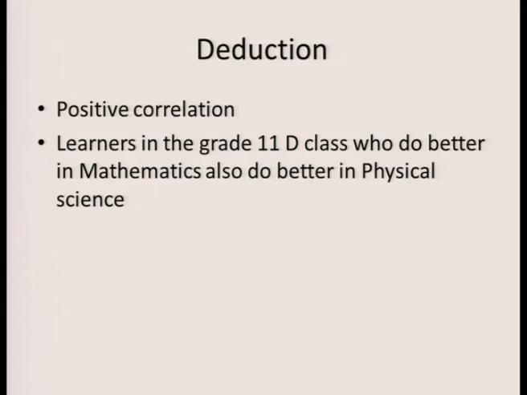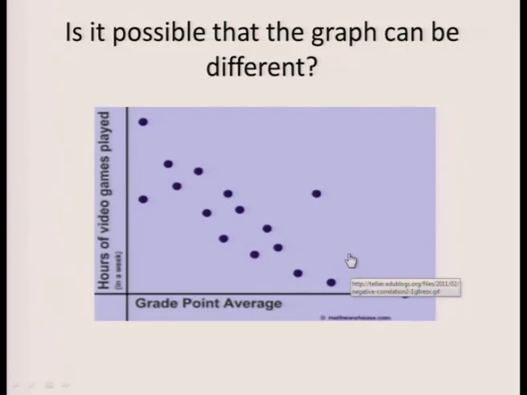Is it then possible that the scatter plot can look different from this one? Yes, it is. If you look at this scatter plot that I'm showing you here, it was investigated for a specific class how the learners did in a certain assessment piece. You will see here we talk about the grade point average. We want to know how the learners did in this assessment piece, and for the same learner, we look at the hours that this learner spent playing video games before preparing for this assessment.